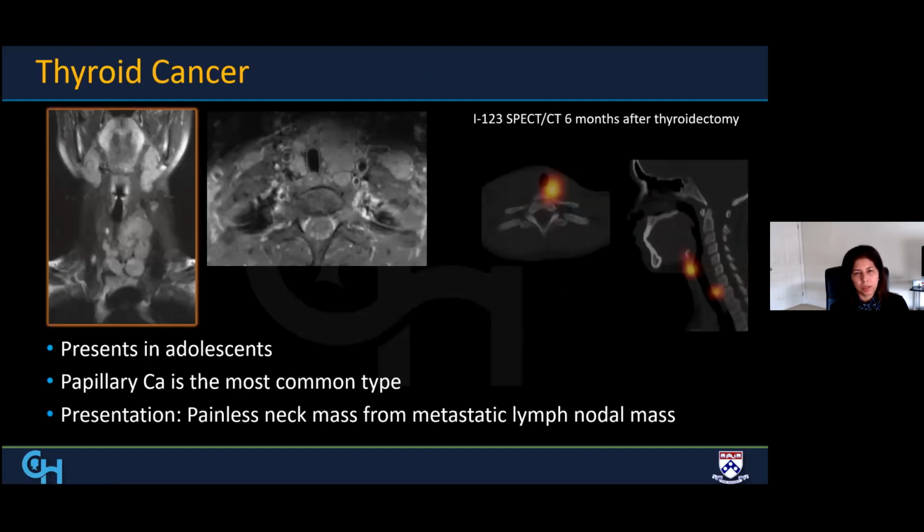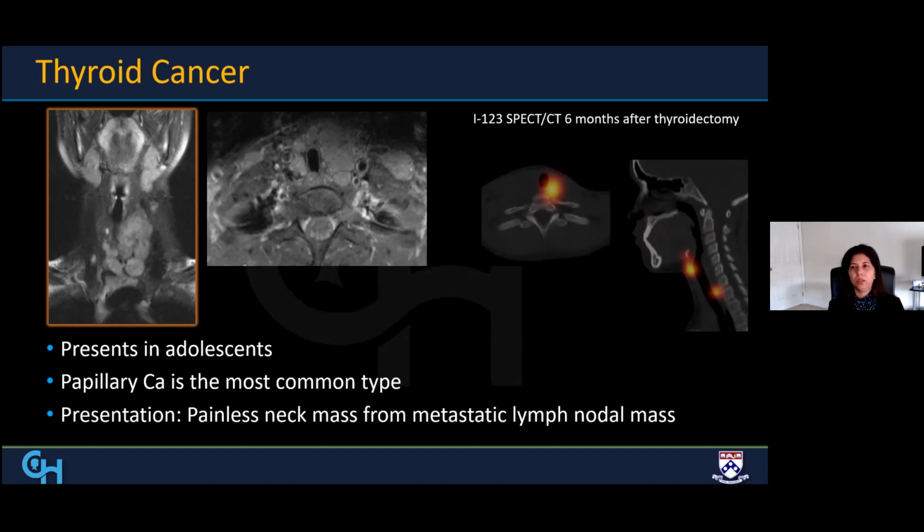Thyroid carcinoma is rare in the pediatric population, but can be seen in some of the adolescents, and female patients more commonly. When you see lymph nodes with a necrotic center, and pathological lymphadenopathy with necrotic centers, you usually have to think of where it is coming from. Is it a metastasis? You have to search for the primary. One of the common sites for these would be the thyroid. Papillary carcinoma is the most common type of thyroid carcinoma, and it will usually present as a painless neck mass from these metastatic lymph nodes.